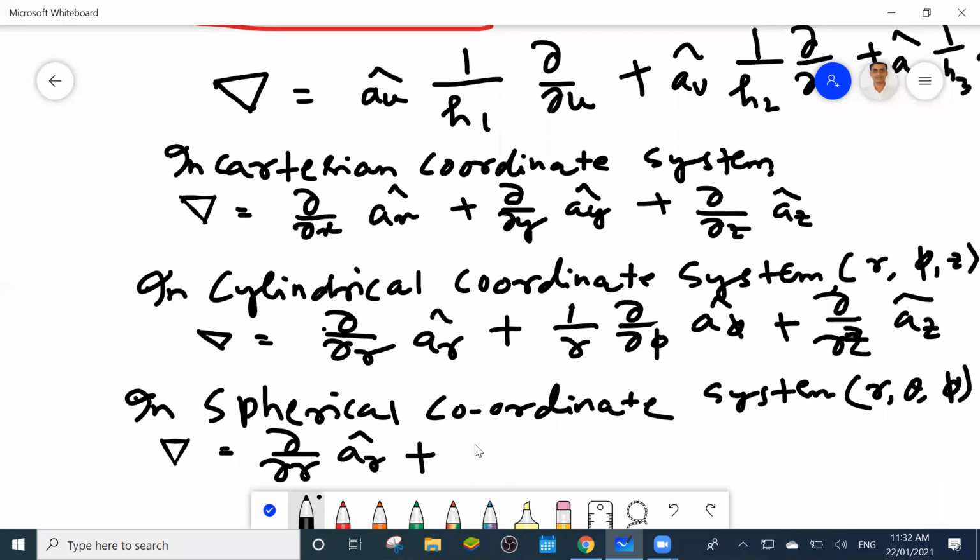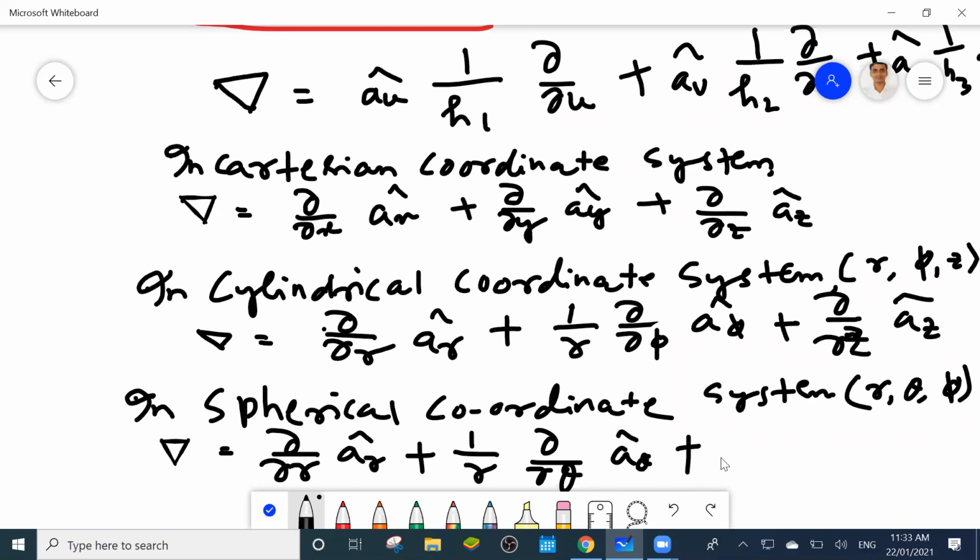So 1 by r, del by del theta, a_theta cap. What is the h2 value in the spherical coordinate system? It is r, so you write 1 by r, del by del theta, a_theta cap.